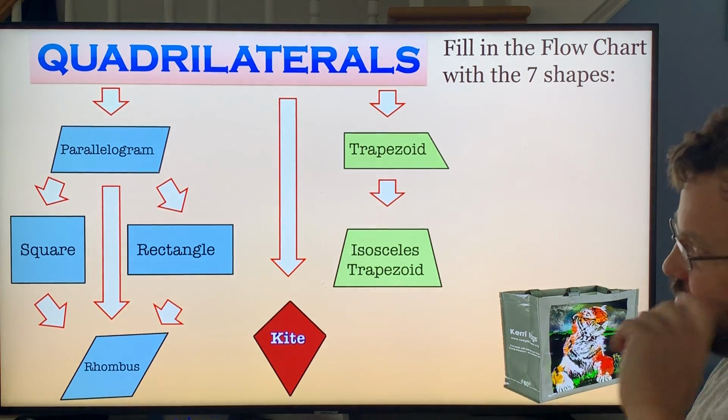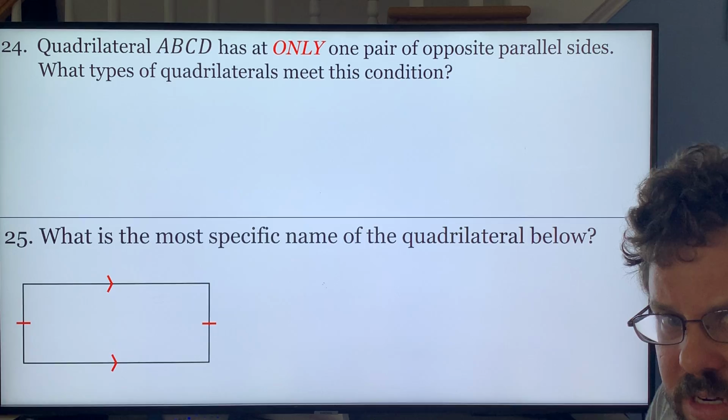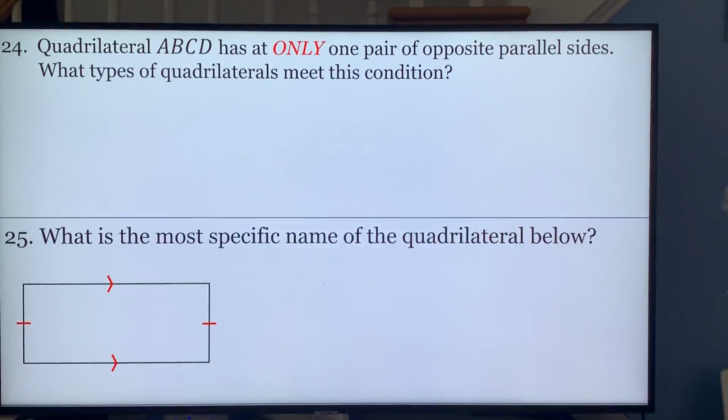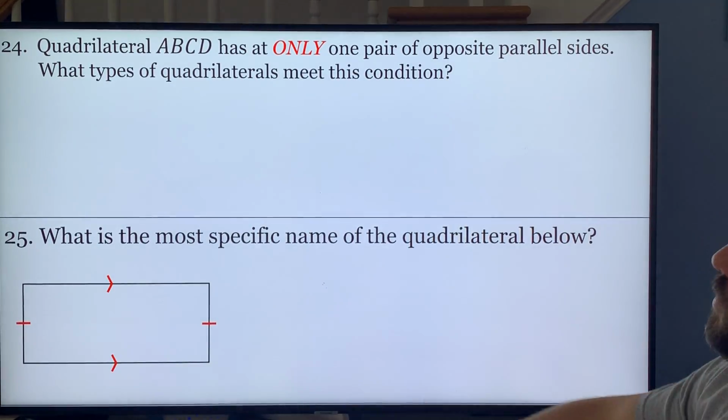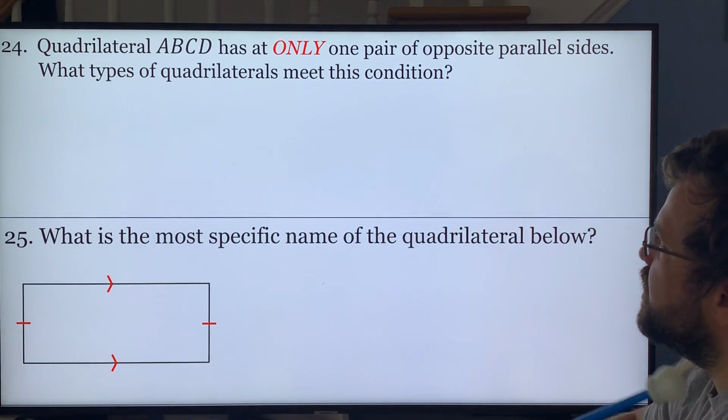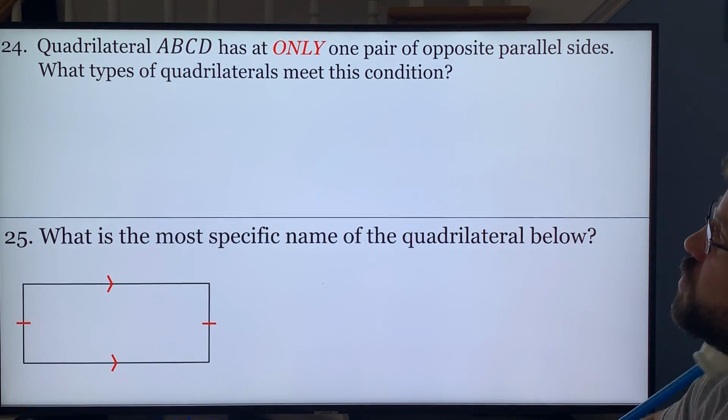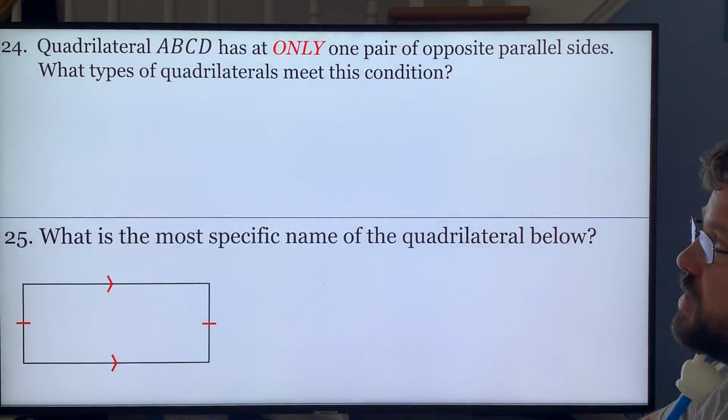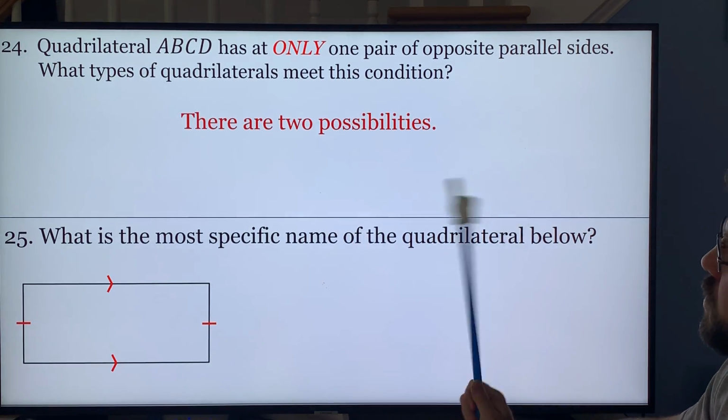Okay, so here we go. Just to keep you on your toes, so you don't just copy everything down and take everything as gospel. Now, quadrilateral ABCD only has one pair of opposite parallel sides. What are the quadrilaterals that meet this condition? So, you have two possibilities.